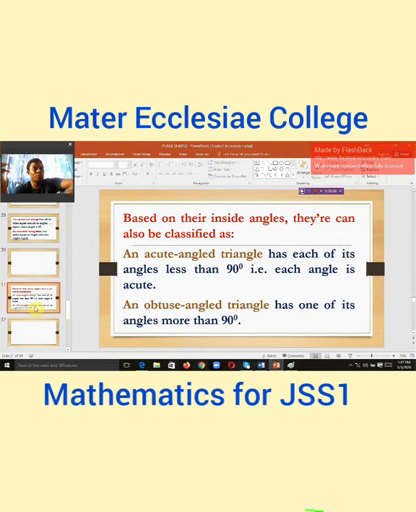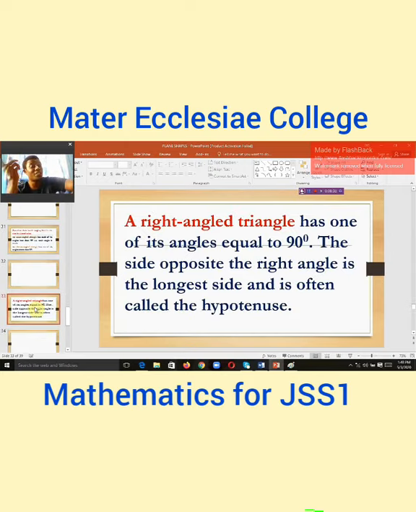Now why obtuse? Obtuse in maths is an angle greater than 90 but less than 180. So a triangle that has one of its angles more than 90 degrees, if you see any triangle and notice that one of its angles is above 90, that's an obtuse angle triangle. And right angle itself means 90 degrees. So a triangle that has just one of its angles equal to 90 is referred to as a right angle triangle. Now the side that is facing that right angle is the hypotenuse, the longest side of the triangle.